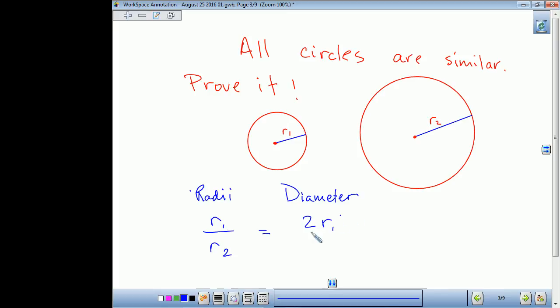That's a 1, not an I. And then what would the diameter of the larger one be? 2R2. What's another measurement we know? How about another measurement of length, circumference?